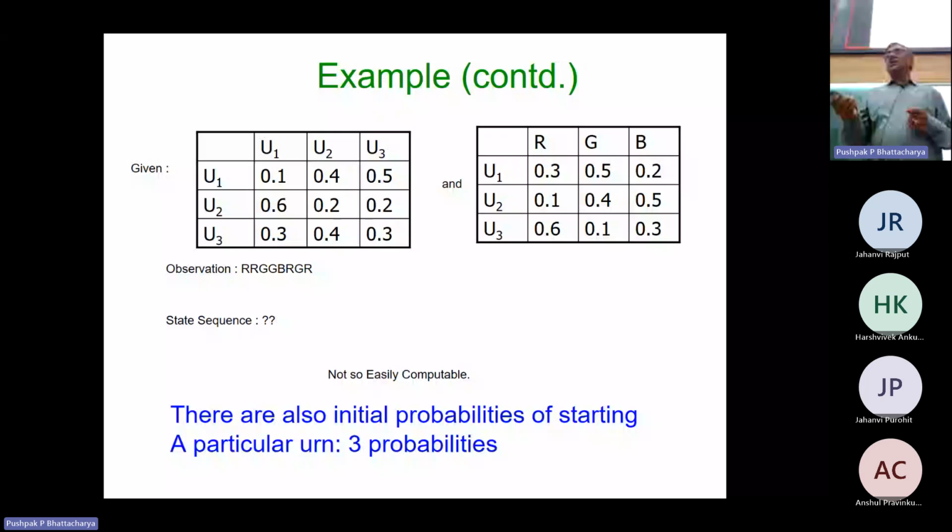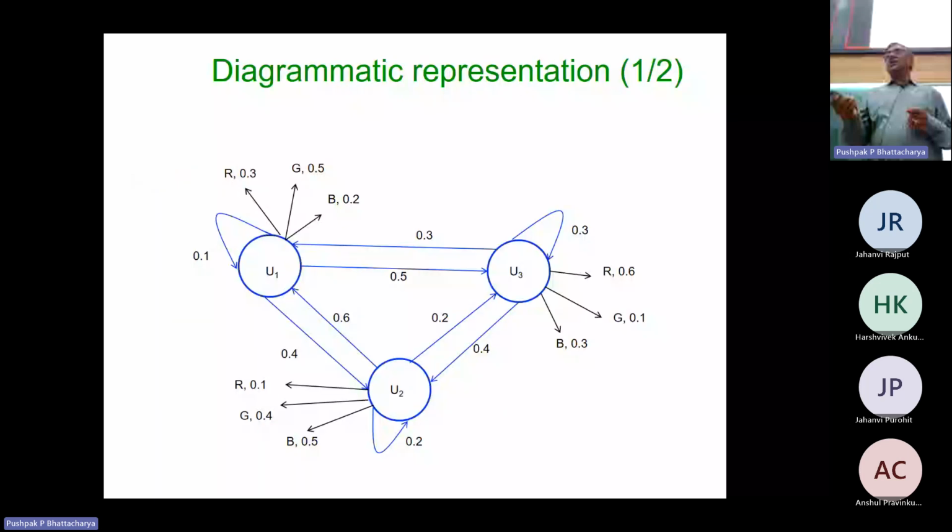We are also given the observation probability table, and we are given initial probability column, which container we are starting from. So then this transition probability table and the observation probability table are expressed as a finite state automaton. That is three states only, U1, U2, and U3. And the transition probabilities are recorded on the arcs. Observation probabilities are recorded on the arcs coming out of these states.